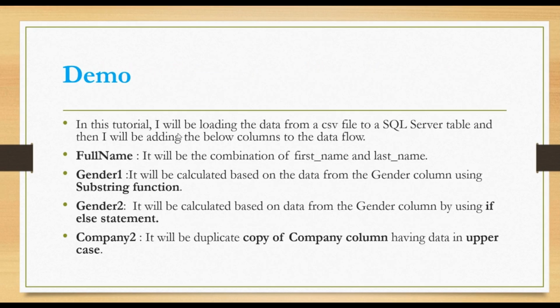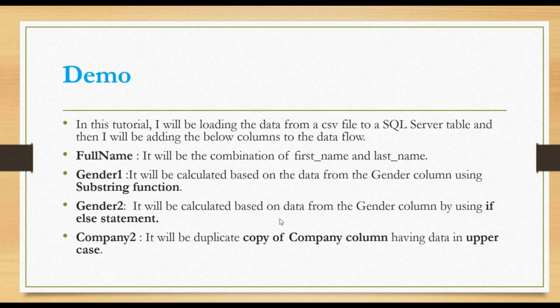In this tutorial, I will be loading data from a CSV file to a SQL Server table, and I will be adding the below four columns to the data table. So here you see full name, gender 1, gender 2, company 2. These are all the additional four columns we are going to derive based on the script component, and then we finally load the data into the destination table.